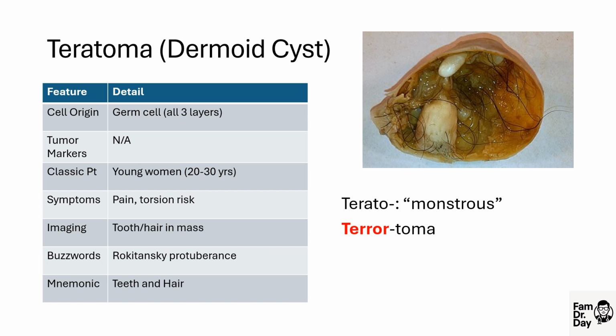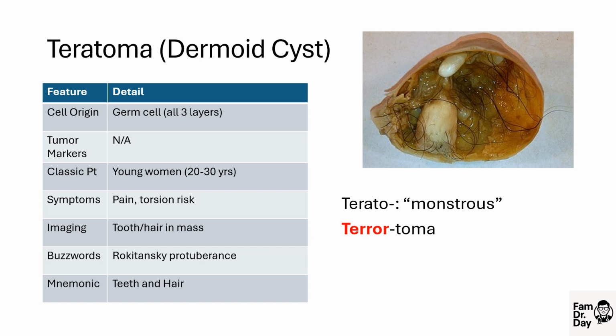This next one is a scary one. It's teratomas, also called dermoid cysts. They come from germ cells and contain all three layers: ectoderm, mesoderm, and endoderm. It's usually found in young women, and her symptoms include pain and risk of ovarian torsion. Imaging shows a mass with tooth or hair inside.